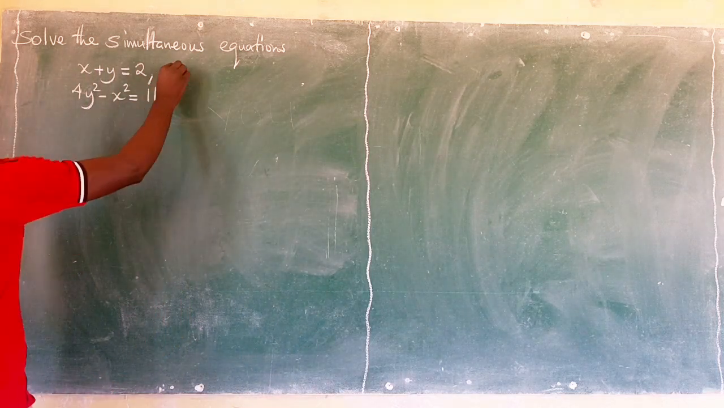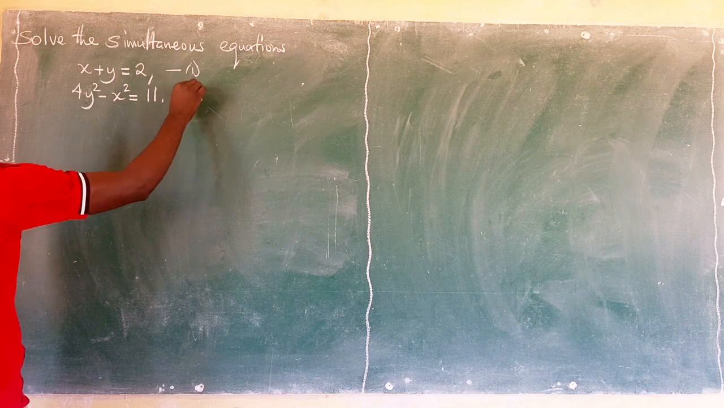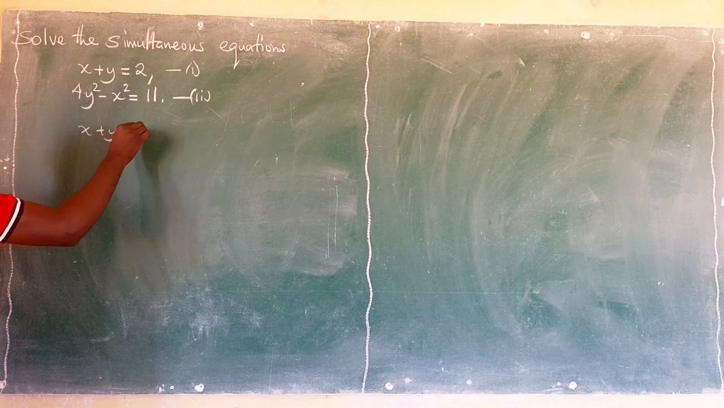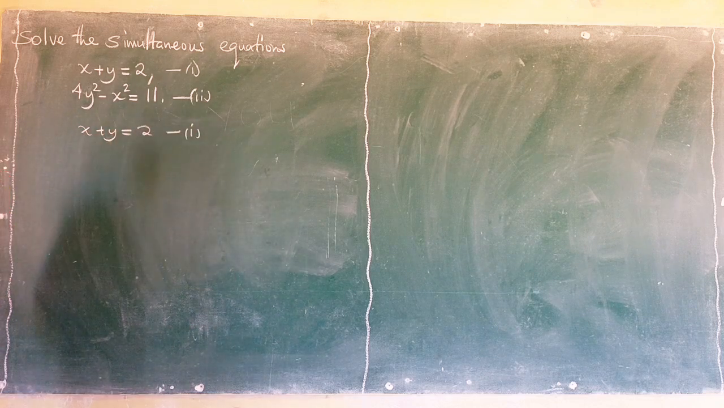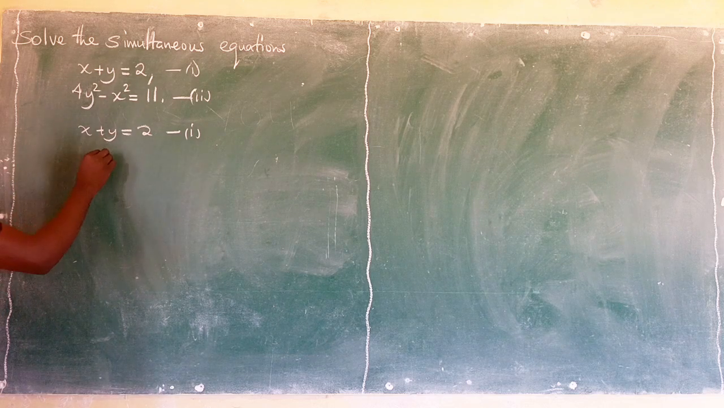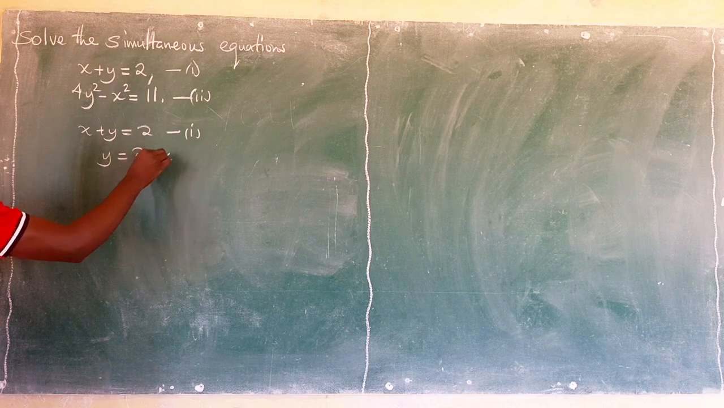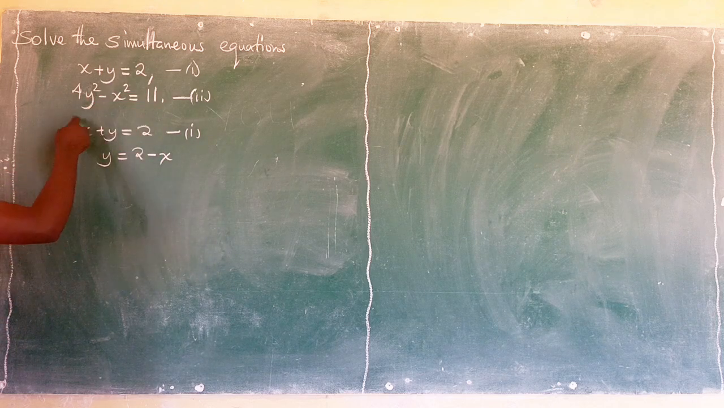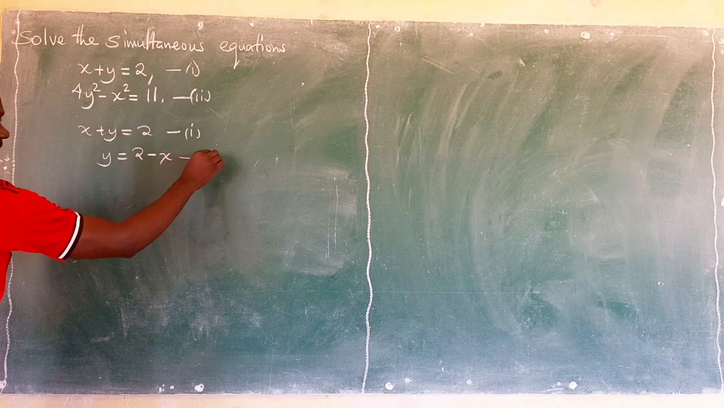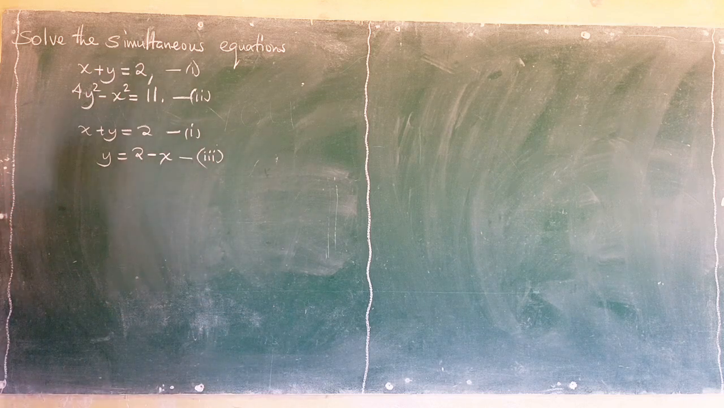So let me say we have equation 1 and equation 2. Then let me pick equation 1, x plus y equals 2. Then we change the subject. We can change to either x or y. So let me change to y. If we say y is equal to 2 minus x, the additive inverse of this, it will be like that. So we have a new equation. Let me call it equation 3. And then we are going to substitute equation 3 into equation 2.